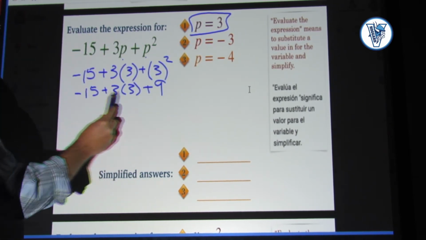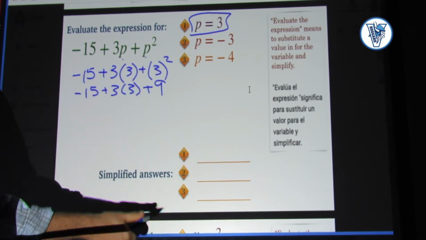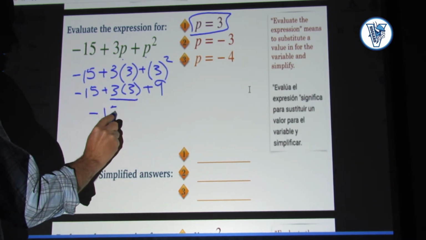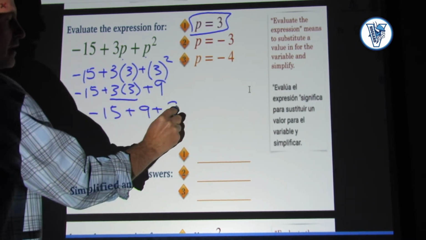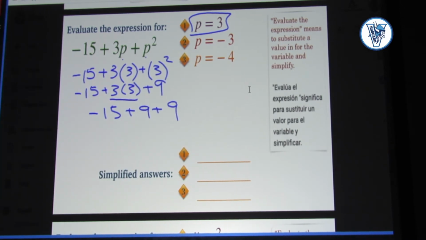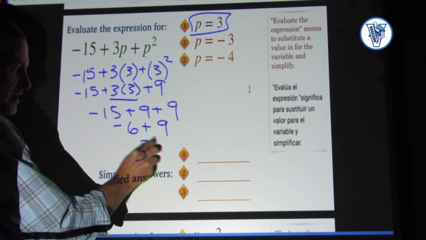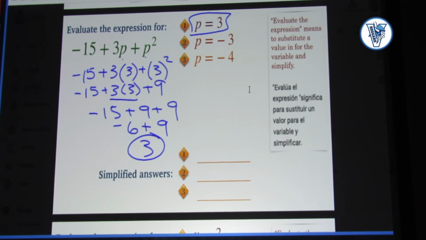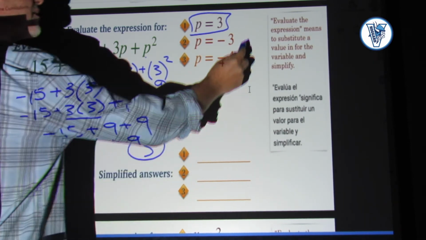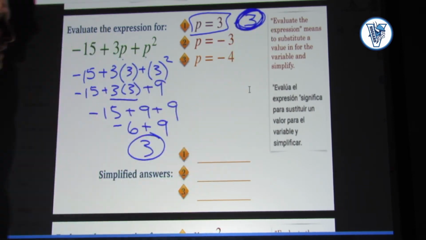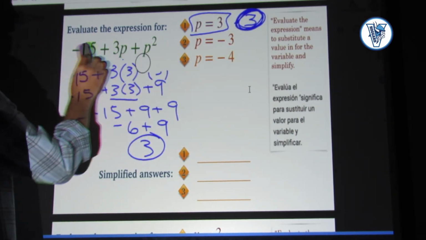Now I look at it and I know PEMDAS is parentheses, exponents, then multiplication or division, and I see some multiplication. That's next. And we are set up with nothing but addition left. Negative 15 plus 9 is negative 6. And negative 6 plus 9 is 3. Again, use calculators and you'll do just fine with these. So we get 3 for our answer here. I'm sorry if I made that look like a negative. That's a positive 3 for that one.